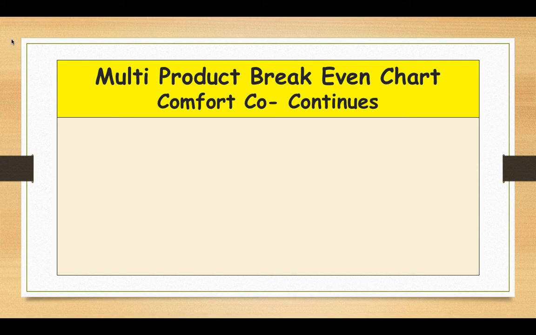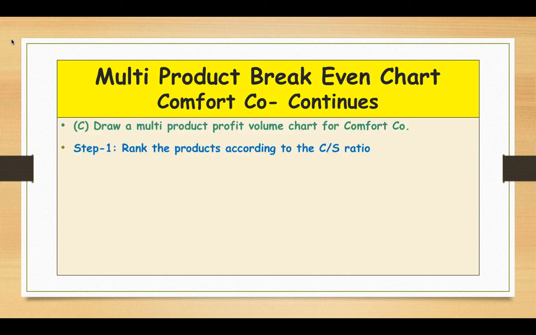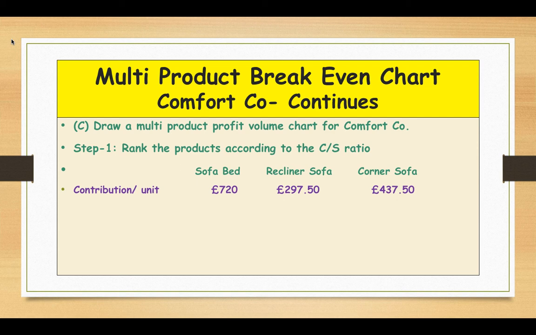We are going to see how to draw a multi-product profit volume chart for this comfort company. So we'll see the steps involved. So step 1, we need to rank the products according to the contribution to sales ratio. So we know there are 3 products, and the contribution per unit we have calculated before, which is selling price per unit, take away the variable cost per unit.